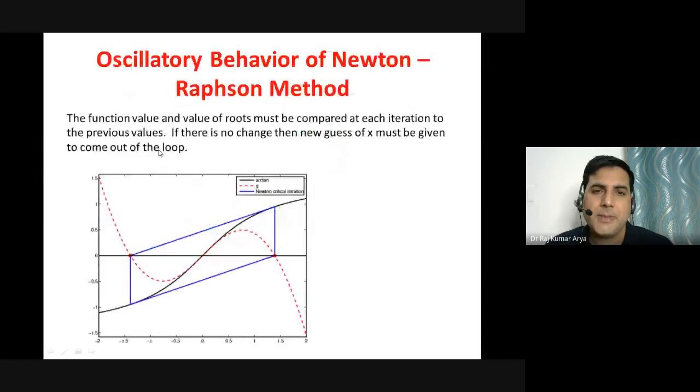The thing that needs to be taken care of is oscillatory behavior. It depends on the type of function. If the tangent at one point reaches another point, and the tangent at that point on the function reaches the initial point, that's oscillatory behavior. So your function value and the corresponding value of x need to be checked. If they are the same after one or two iterations, it means you have to change your guess. That is the only way to come out of that particular loop.